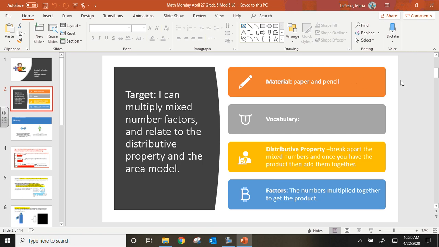Part of our vocabulary today, again, the distributive property. That means we're breaking apart the mixed numbers, and once we multiply and get our product, then we add them together to get our answer. And don't forget that factors are numbers that we multiply together to get the product.